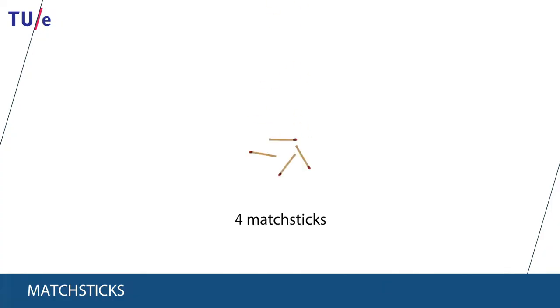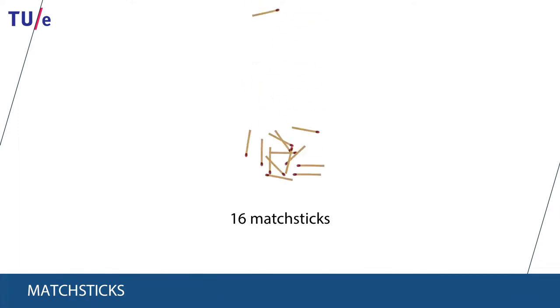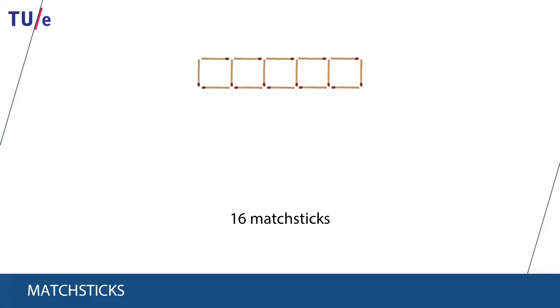To illustrate how there may be a relation between instances of a problem, we take up the challenge of making a fence of squares using matchsticks. If we have 4 matchsticks, then we can arrange them in such a way that they form a square. If we have 7 matchsticks at our disposal, then we can arrange them in such a way that they form a fence of 2 squares. If we have 16 matchsticks, then we can make a fence of 5 squares.